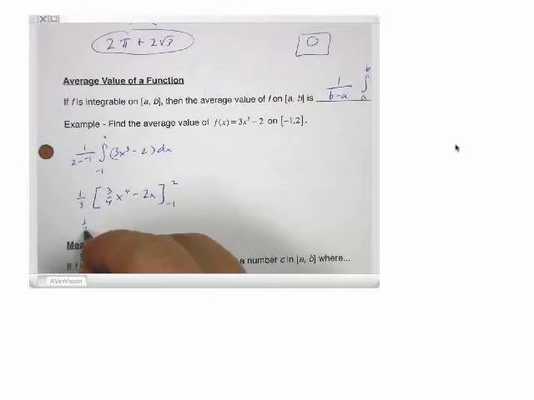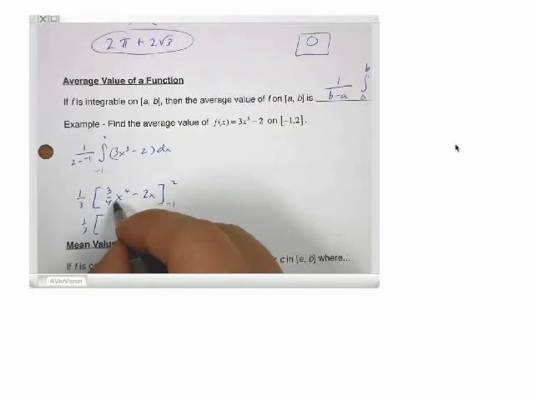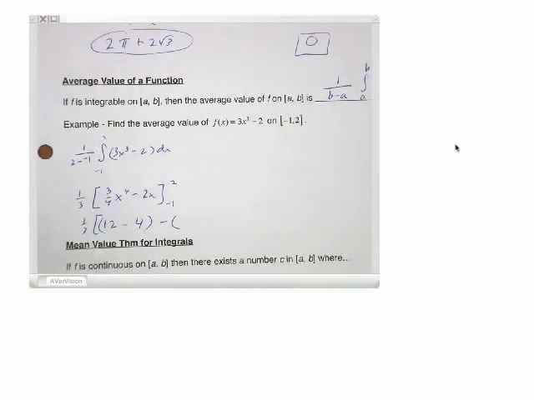All right, so I have 1/3. I'm going to go ahead and plug in 2. So 2 to the 4th is 16, divided by 4 is 4, times 3 is 12. 2 times 2 is 4. Minus, got to plug in negative 1.